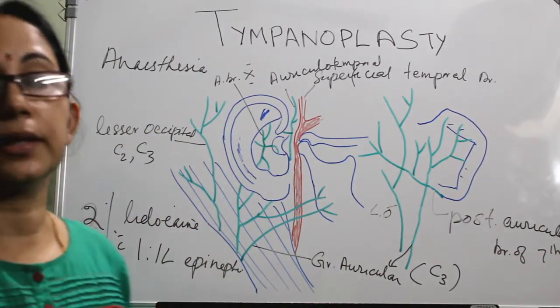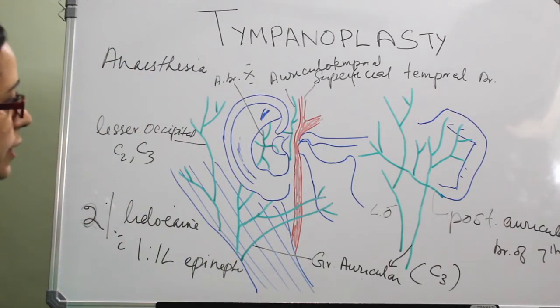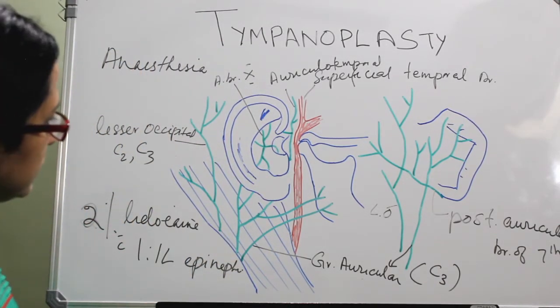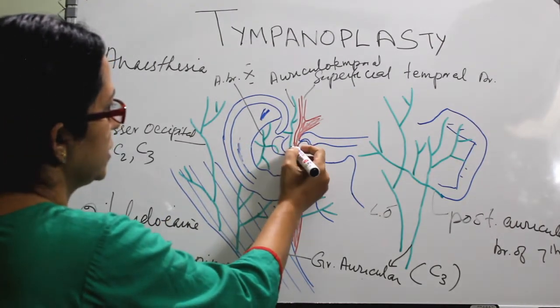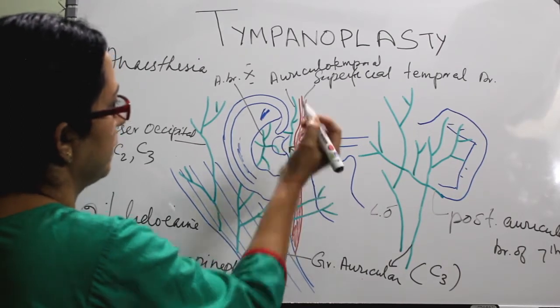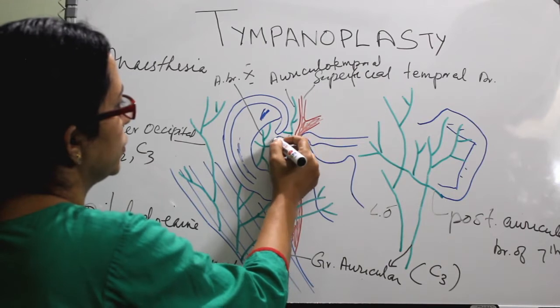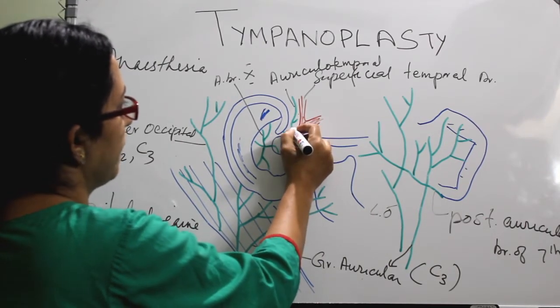So then the areas of infiltration become very easy. You can infiltrate accordingly. Which all areas? The one anteriorly comes here, this point, that is just in front of the tragus, and also through the incisura terminalis. Okay.